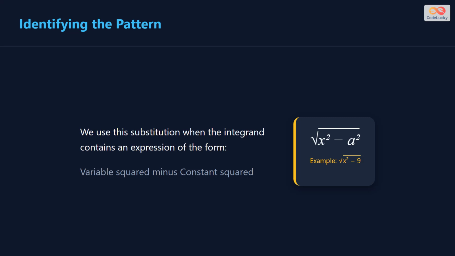The first step is knowing when to use this technique. Look for an integrand that contains a square root where a variable squared is subtracting a constant squared. For example, the square root of x squared minus 9 matches this pattern, where a squared is 9, so a is 3.